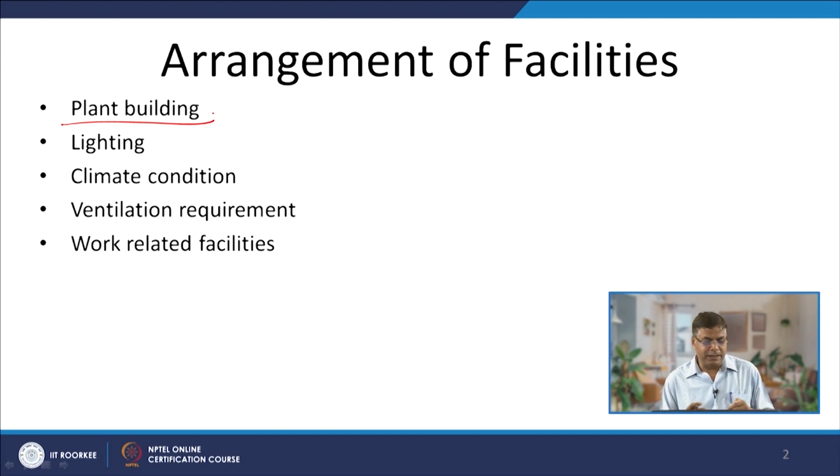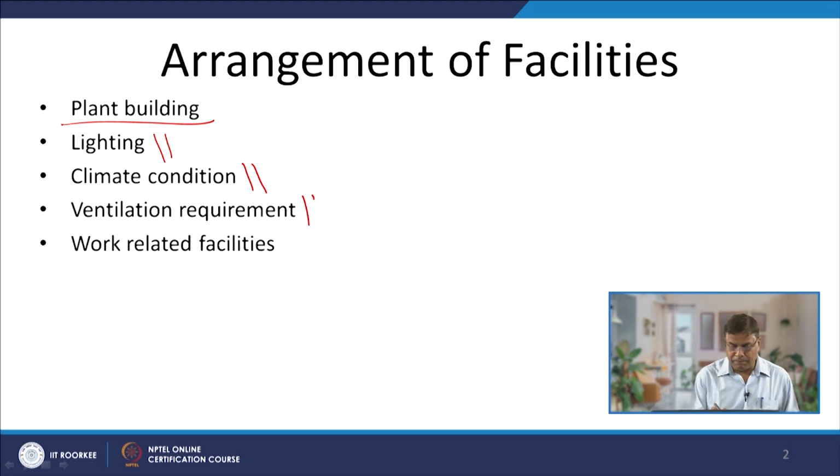and what kind of plant building or plant design it should be so that it can accommodate the changes as per the requirements in future, due to a change of the product or a change of technology related to manufacturing. It also considers the kind of lighting which will be needed for smooth production, free from accidents, without fatigue to the operators. Climate conditions must be comfortable to the operators so that they can work efficiently and give maximum productivity.